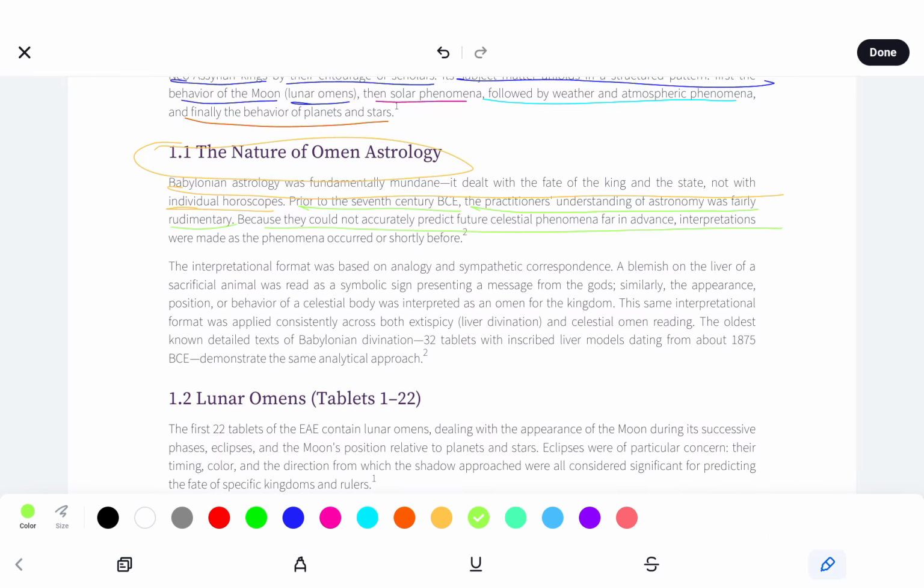Because they could not accurately predict future celestial phenomena far in advance, interpretations were made as the phenomena occurred or shortly before. The interpretational format was based on analogy and sympathetic correspondence. A blemish on the liver of a sacrificial animal was read as a symbolic sign presenting a message from the gods. Similarly, the appearance, position, or behavior of a celestial body was interpreted as an omen for the kingdom. The same interpretational format was applied consistently across both extispicy, liver divination, and celestial omen reading. The oldest known text of Babylonian divination, 32 tablets with inscribed liver models dating from about 1875 BCE, demonstrate the same analytical approach.